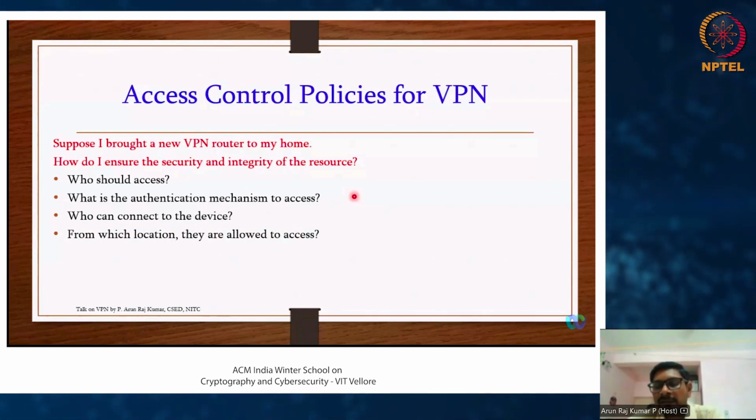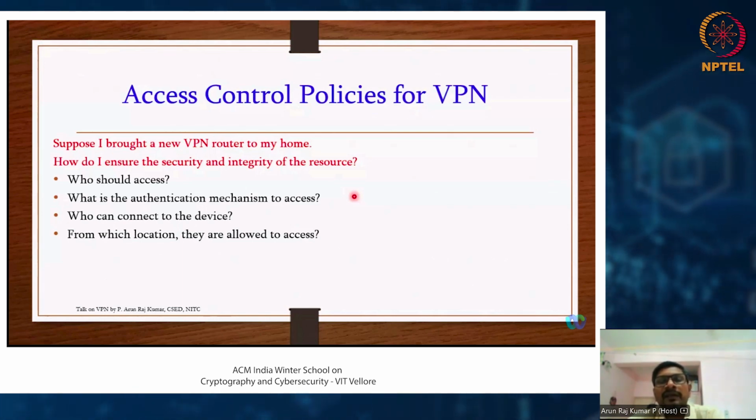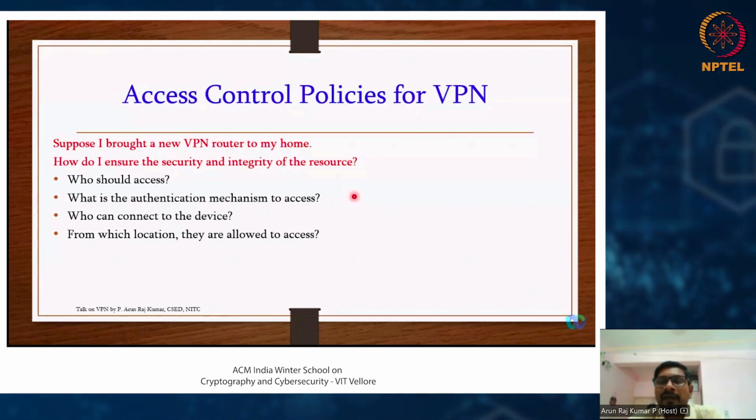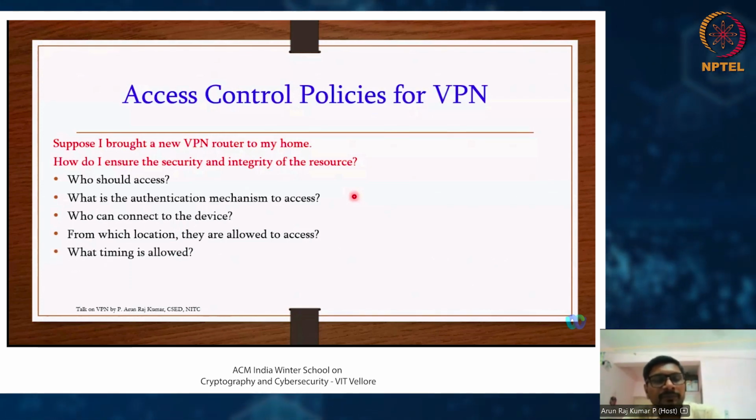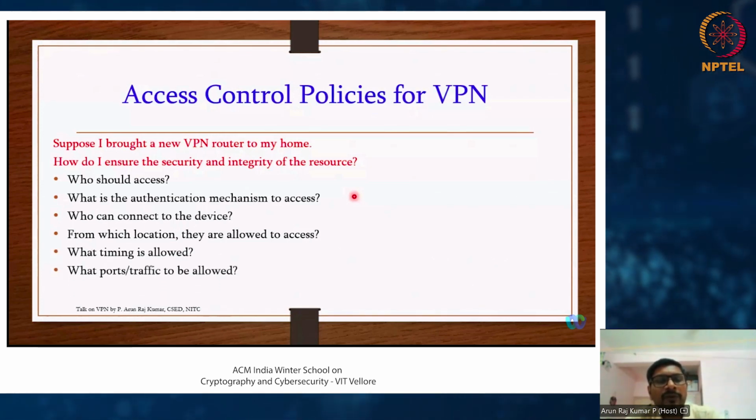Suppose you have a server here in your university and you want to access that server resource from your home. Is that particular location's IP allowed to access or not? Either we can also create an SSL VPN. There are two different ways of creating a VPN. One is IPsec VPN, which is what I'm trying to cover here. Also, for remote access, we can create an SSL VPN. So what timing is allowed? What ports or traffic are to be allowed?